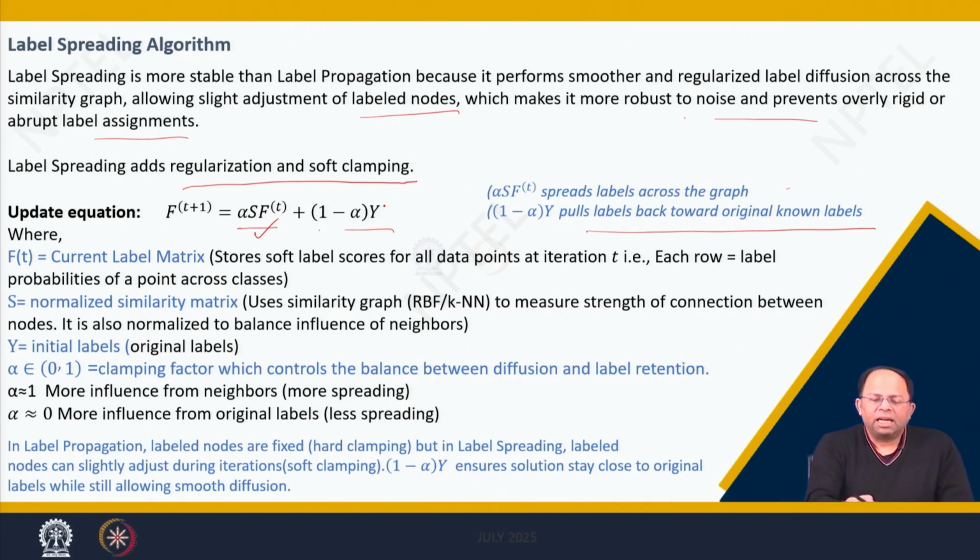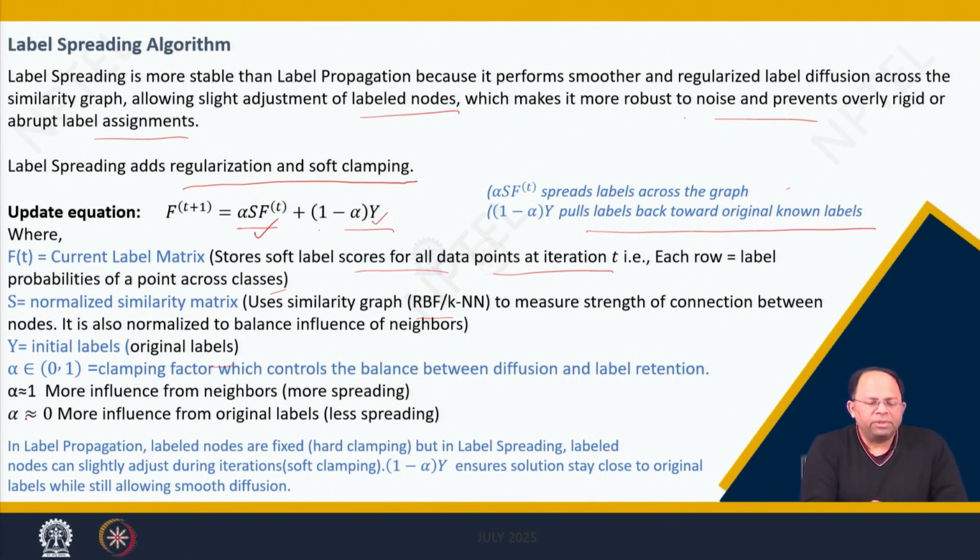So f_t is the current label matrix, which stores soft label scores for all data points at iteration t, that is, each row equals the label probabilities of a point across the different classes. Then S is the normalized similarity matrix, which uses a similarity graph, either RBF or KNN, to measure the strength of connections between nodes. It is also normalized to balance the influence of neighbors, same as the earlier one. And then Y equals the initial or original labels that we have got.